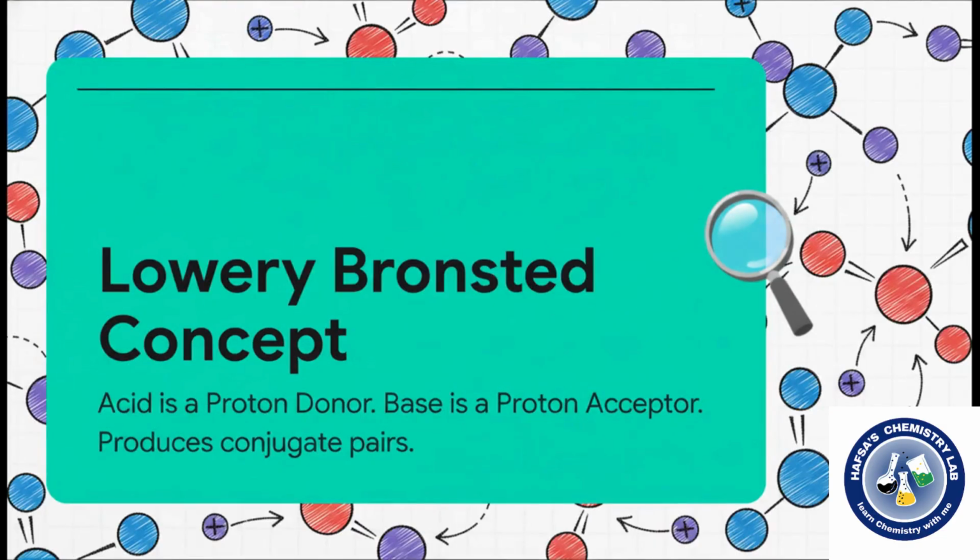But as chemistry evolved, scientists realized they needed a broader definition, one that wasn't strictly tied to just water. Enter the Lowry-Bronsted concept. This definition beautifully expands our understanding by focusing entirely on the vital exchange of protons. Here, an acid is quite simply a proton donor. And when it donates that proton, what's left behind is called a conjugate base. Conversely, a base is a proton acceptor. When it accepts that new proton, it transforms into a conjugate acid. Honestly, it's like an elegant microscopic game of catch.